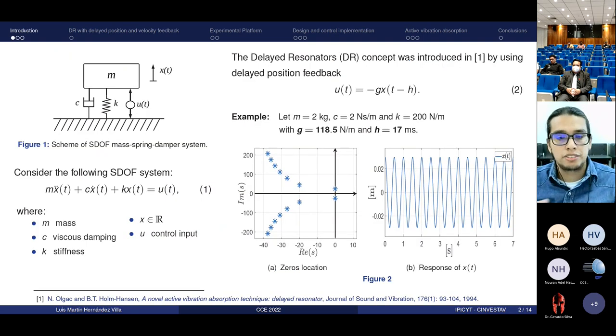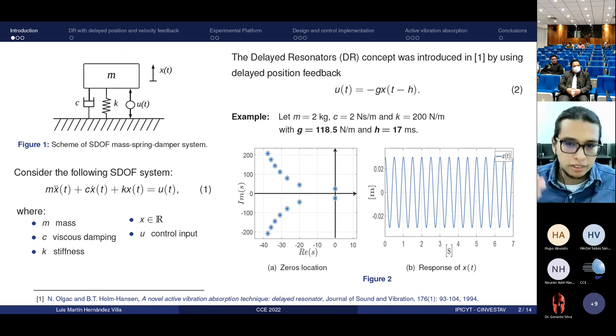So let's start. First, as an introduction, let's talk about the delayed resonator. Consider the single degree of freedom system in figure 1, with its respective equation of motion. In this case, u represents the control input. So what is the concept of the delayed resonator? The main idea behind the DR is to intentionally introduce a delay in the feedback to induce a stable oscillatory solution in the single degree of freedom system, even in the presence of the existing damping. This concept was introduced by Olgac and Holm-Hansen in reference 1, using the delayed position feedback given by equation 2.